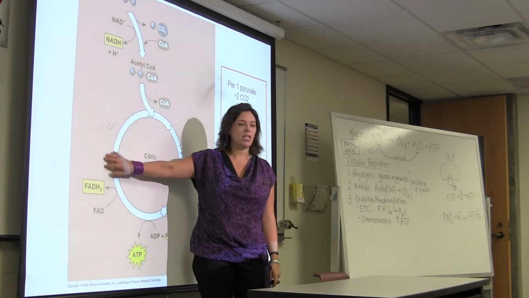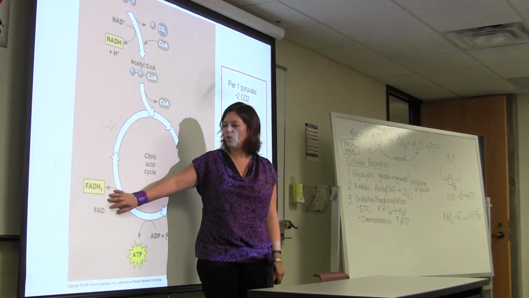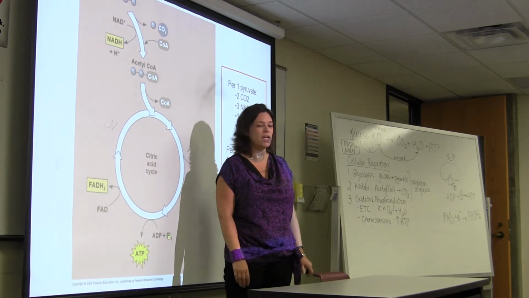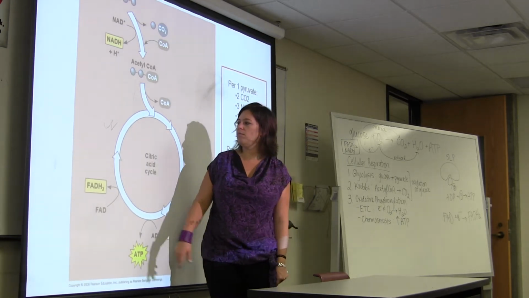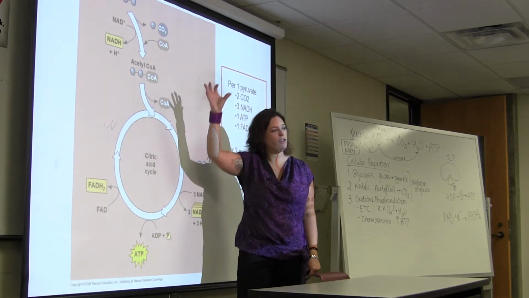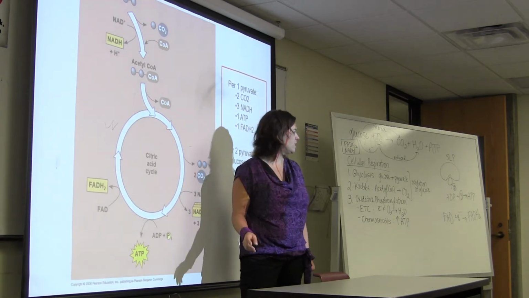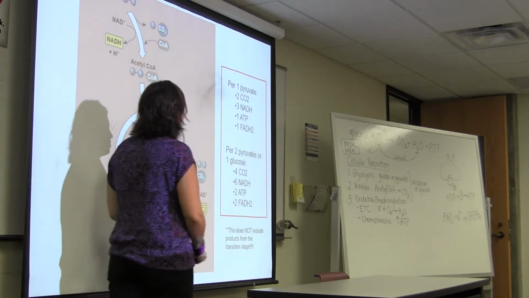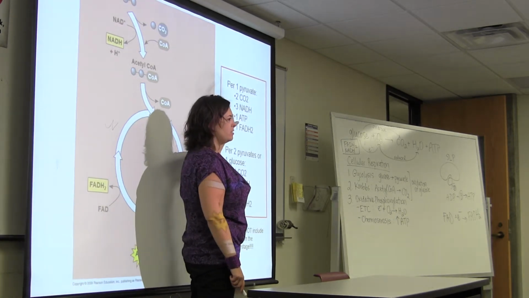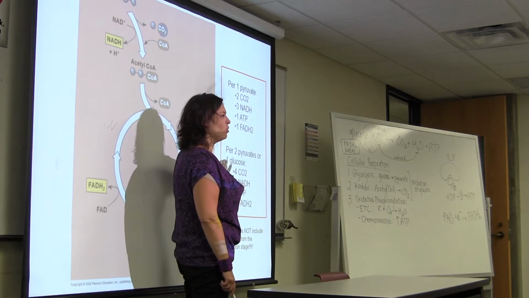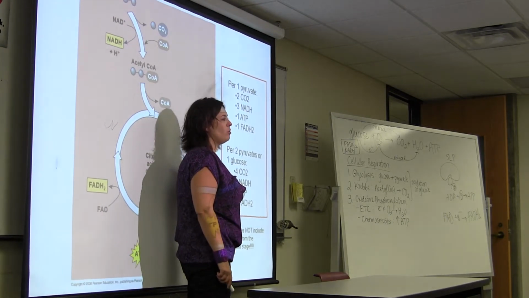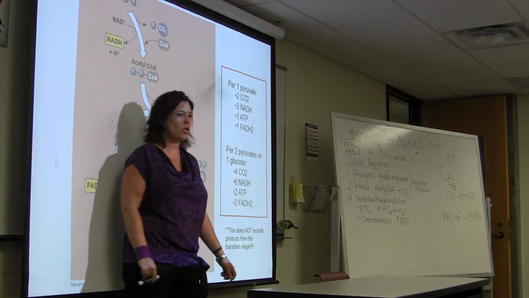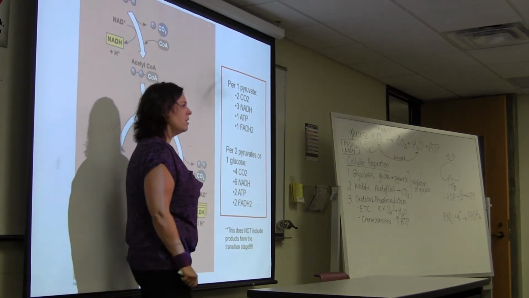And then we're continuing to take away electrons, so we generate some FADH2, which again serves as another type of electron carrier. And then once it's finished, it's ready for the next one to come in and repeat the cycle. And so again, these products that are shown on here are going to be per 1 pyruvate. But if you look at per 2 pyruvates or per 1 glucose, you're just going to double the numbers. Does that make sense to everybody? Okay. Questions?